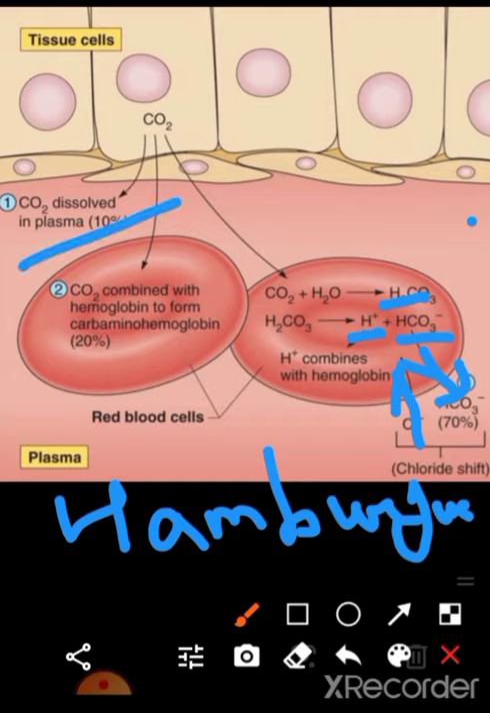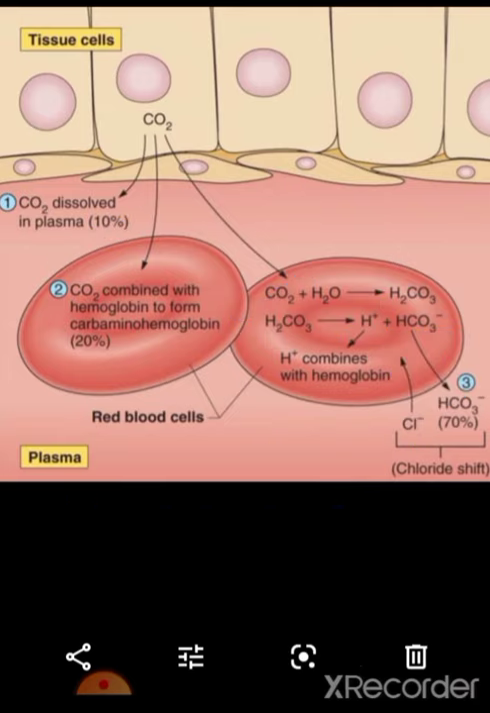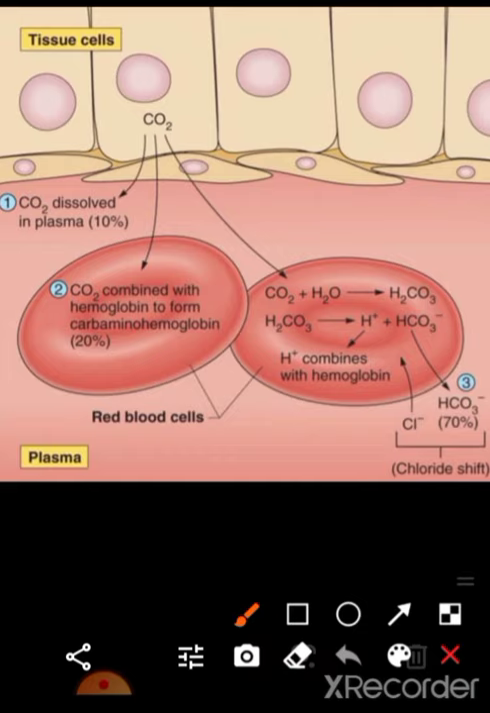so this one is in the dissolved state and this is in the form of bicarbonate. The third step is as carbaminohemoglobin.